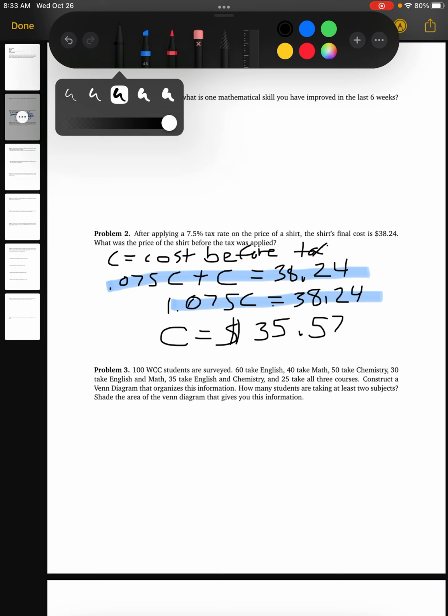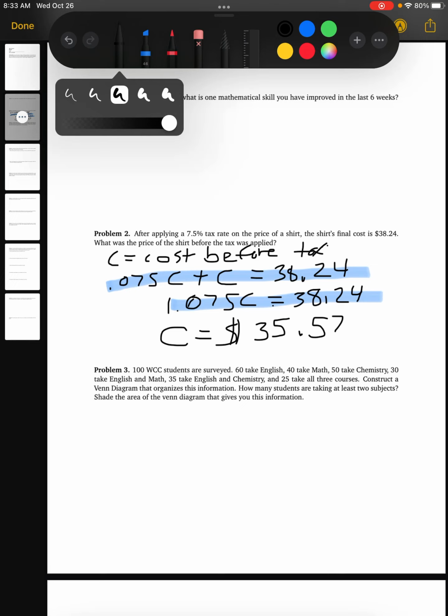For problem 3, it's a Venn diagram problem. It's similar to some of the set theory stuff we did in class. It says 100 students are surveyed, 60 take English, 40 take math, 50 take chemistry, 30 take English and math, 35 take English and chemistry, and 25 take all 3 courses. Construct a Venn diagram that organizes the information.